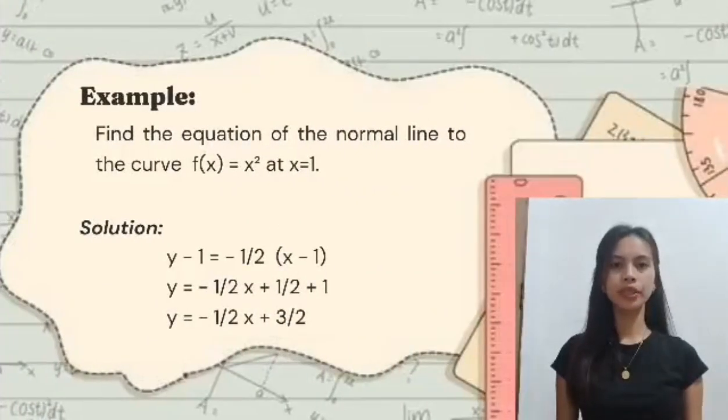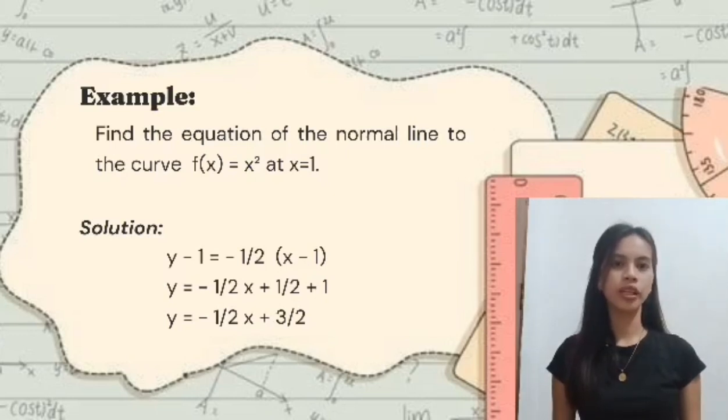Now, let's proceed to our example. Find the equation of the normal line to the curve f of x is equal to x squared at x is equal to 1. We know that the slope of the tangent line at x is equal to 1, based on the computation, is 2. Therefore, the slope of the normal line is its negative reciprocal, negative 1/2.